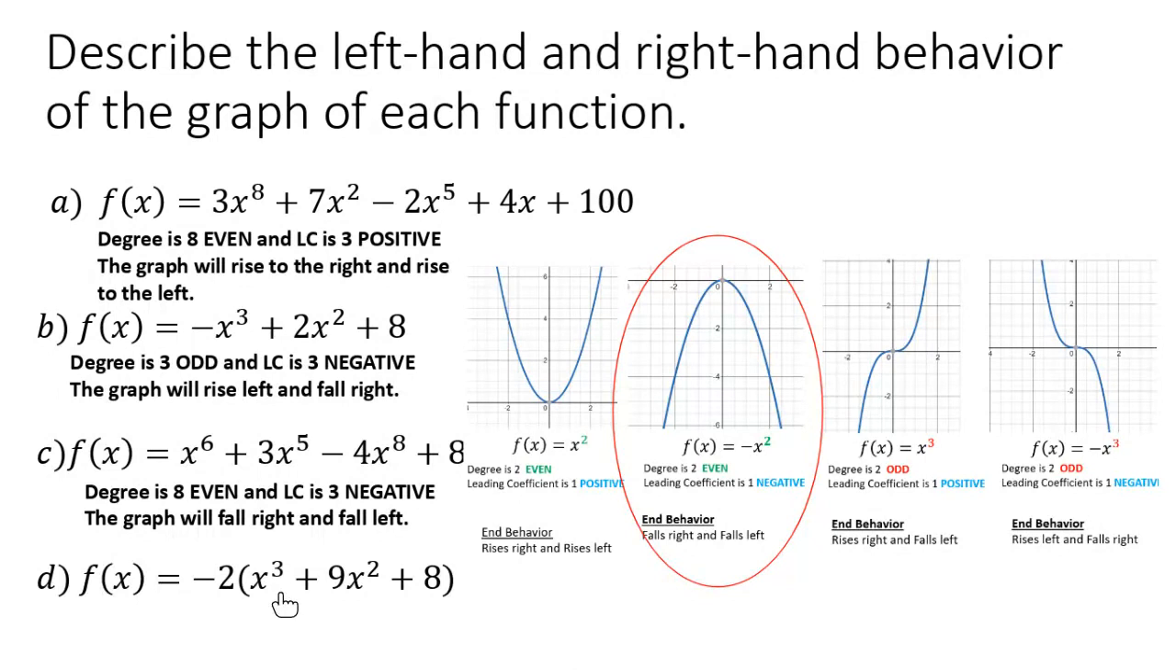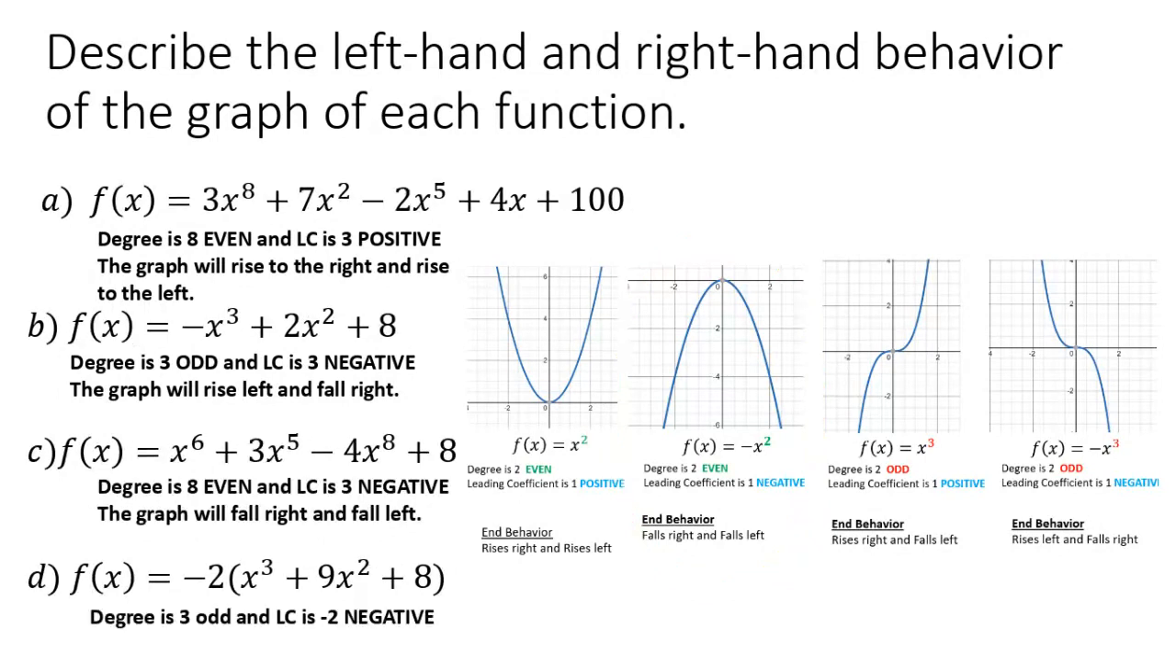So the degree here is going to be 3, right? And the leading coefficient is not a 1, okay? Notice here that we have a -2 on the outside. We're going to have to distribute that into the parentheses. And when we do that, -2 times x cubed is going to give me a leading coefficient of -2. So if my degree is odd and it's a negative coefficient, then we're behaving like the last one again. So the graph will rise to the left and fall to the right.